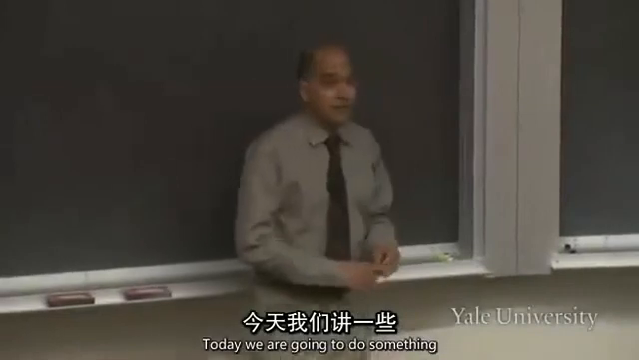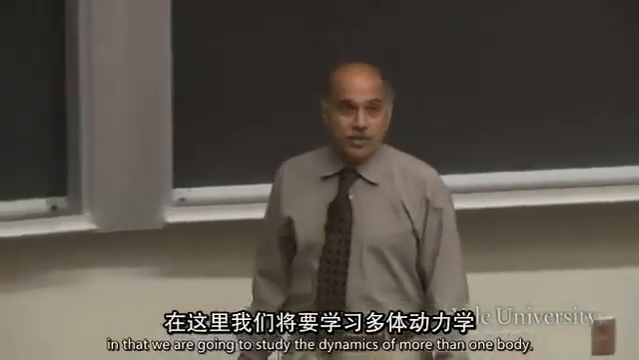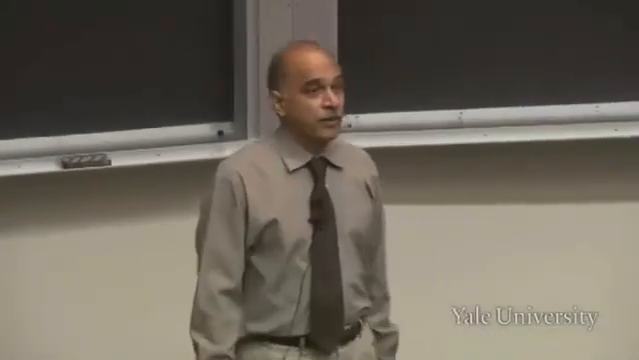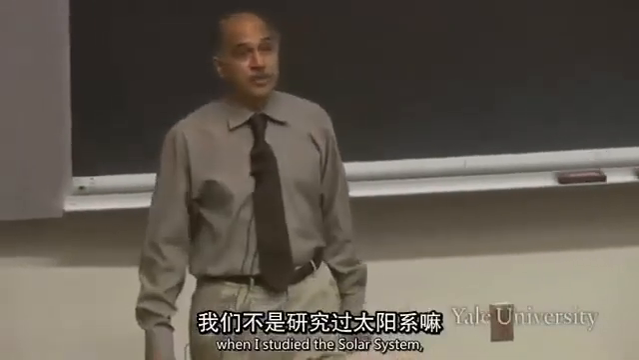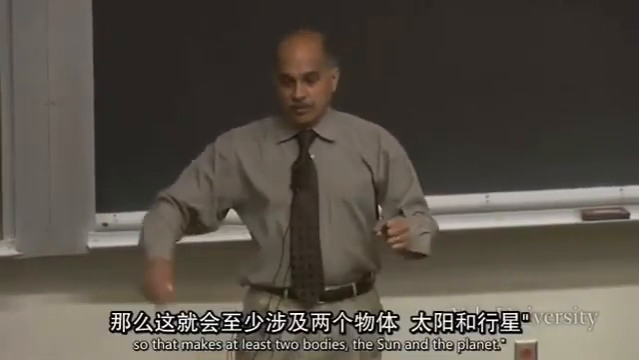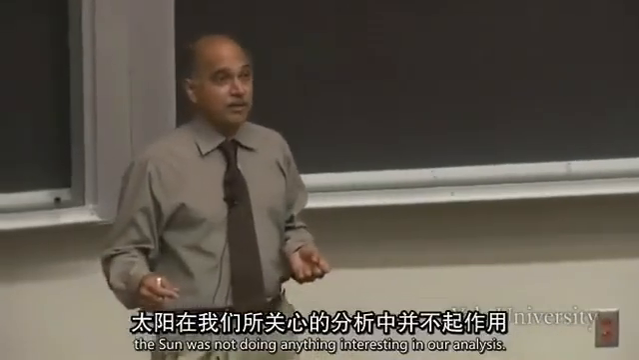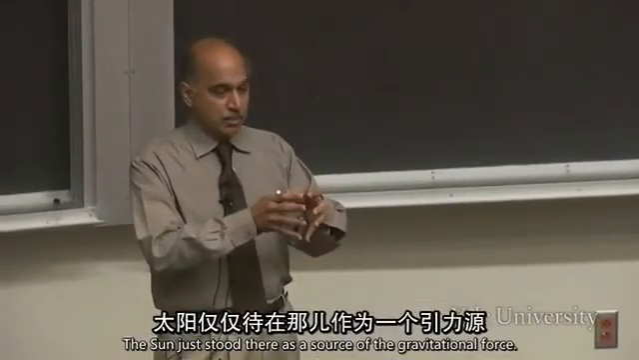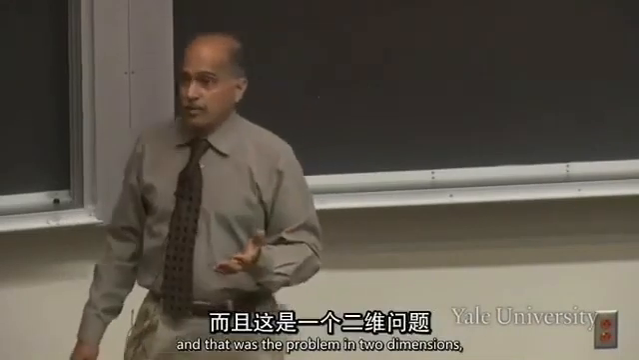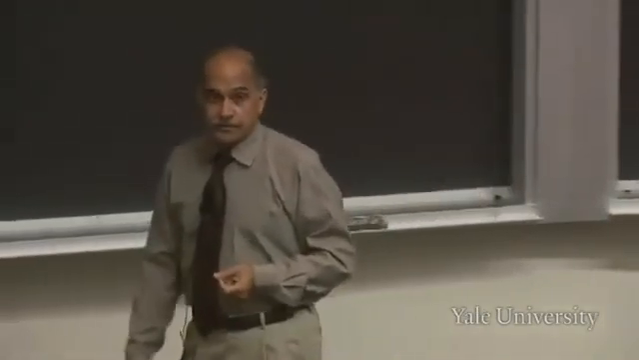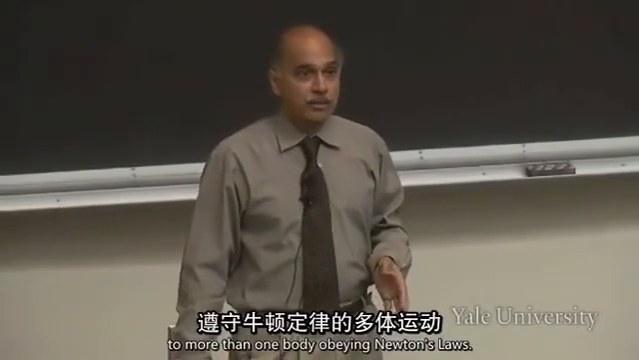Today we are going to do something different from what's happened so far, in that we are going to study the dynamics of more than one body. Now you might say, look, we already did this last week when I studied the solar system, where there are planets moving around the sun, so that makes at least two bodies, the sun and the planet. But actually the sun was not doing anything interesting in our analysis. The sun just stood there as the source of the gravitational force. It's a planet that did all the orbiting, and that was a problem in 2 dimensions, but of only one body. So now we are going to enlarge our domain to more than one body obeying Newton's laws.